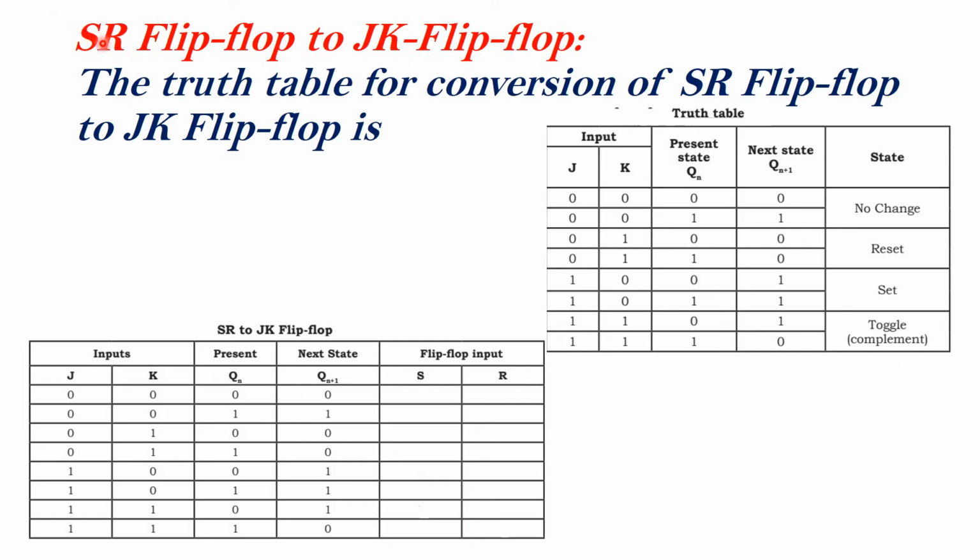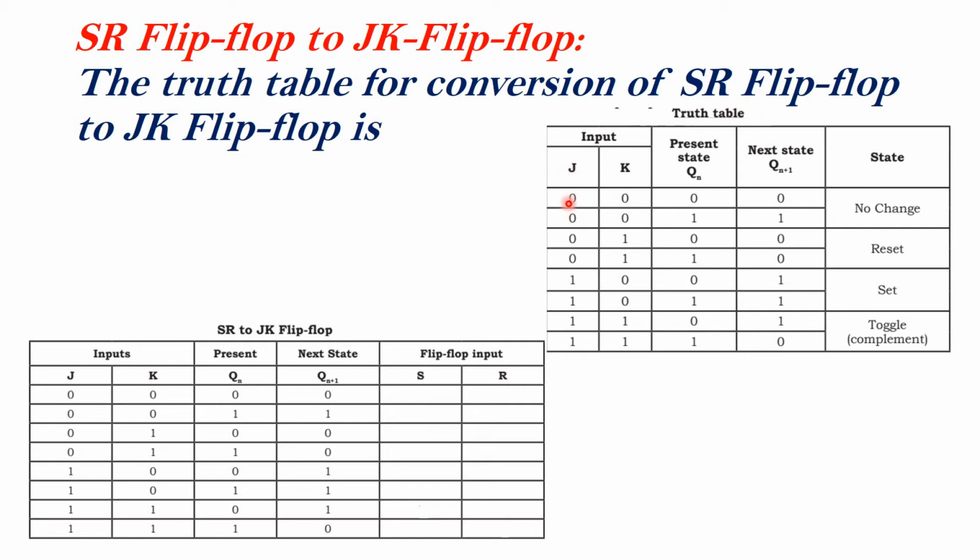Next, I am going to explain how the SR flip-flop is converted into JK flip-flop. For this, for SR flip-flop I am using the excitation table, and for JK flip-flop I am using the truth table or characteristic table. So first of all, I am going to explain the truth table for JK flip-flop.